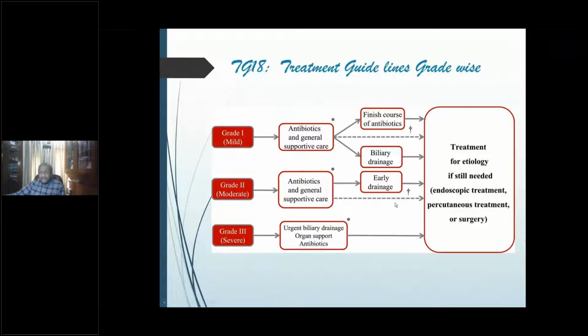In all this, the end point is if treatment for etiology is still needed, you go ahead and do it. And what is the treatment of etiology? The stone, obviously, the stone. If it's a calculus, you can afford not to remove the gallbladder at that point of time. You can wait. In acute cholecystitis, removal or treating the primary etiology becomes important, and that can be with the help of endoscopic treatment, percutaneous treatment, or surgery. So that is how the Tokyo guideline helps you in managing a patient, right?